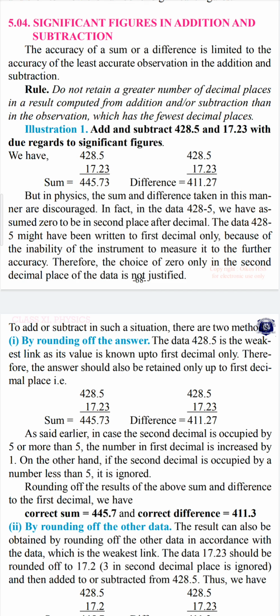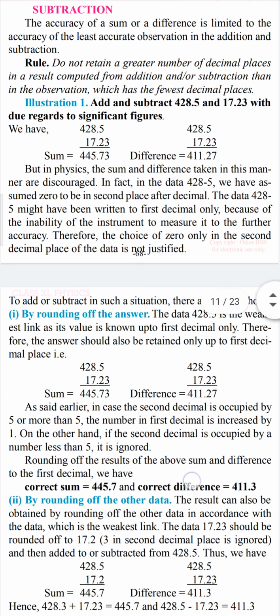Illustration 1. Add and subtract 428.5 and 17.23 with due regard to significant figures. If we add 428.5 and 17.23, the sum is 445.73, and if we subtract 17.23 from 428.5, then the difference equals 411.27. But in physics, the sum and difference taken in this manner are discouraged.